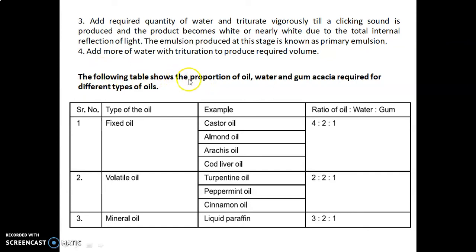The following table shows the proportion of oil, water, and gum acacia required for different types of oils. Serial number, type of oil, example, ratio of oil to water to gum. First, fixed oil, for example castor oil, almond oil, arachis oil, cod liver oil. The ratio of oil to water to gum is 4:2:1. Second, volatile oil, that are turpentine oil, peppermint oil, and cinnamon oil. The ratio of oil to water to gum is 2:2:1. Third, mineral oil, liquid paraffin, the ratio of oil to water to gum is 3:2:1.